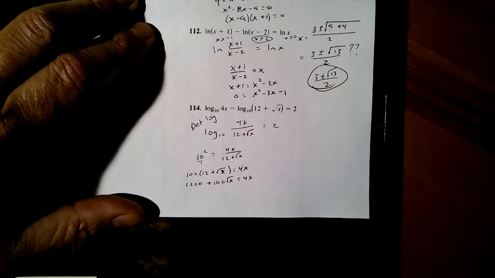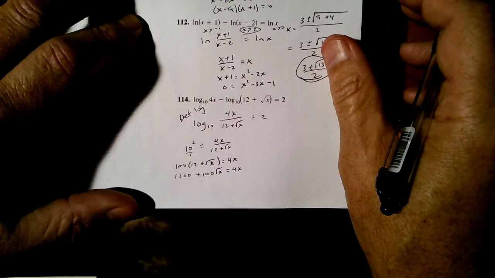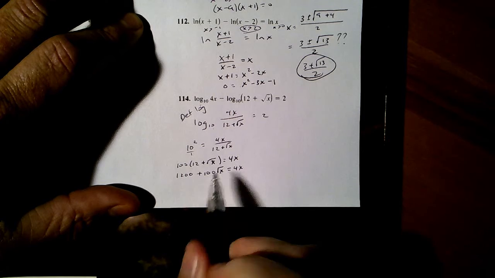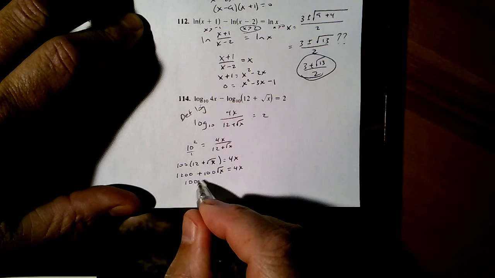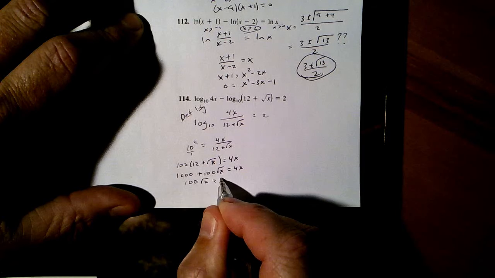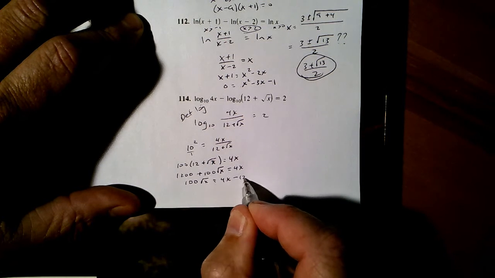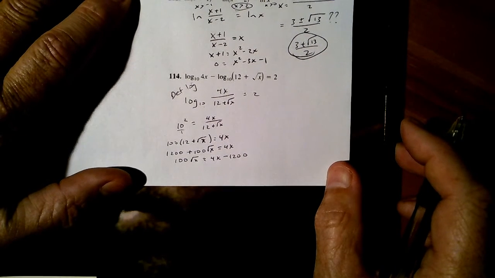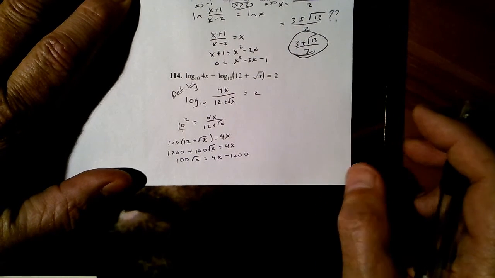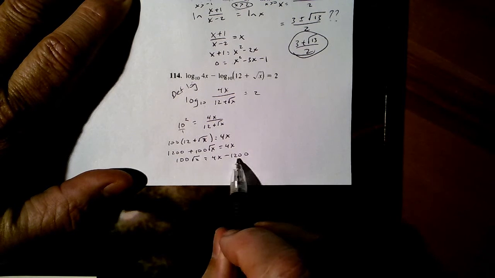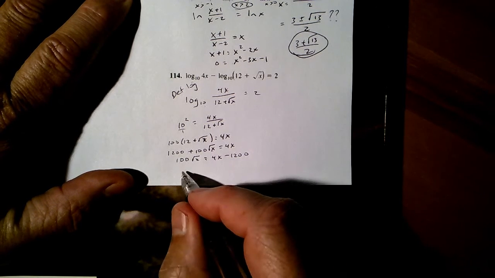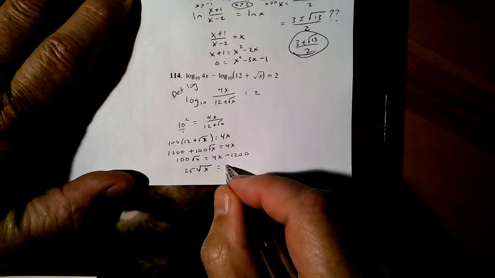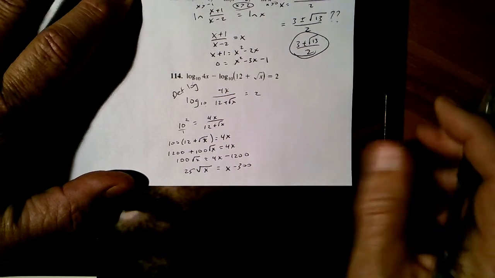equals 4x. And what are our eyes drawn to? What's the biggest troublemaker of all? It's this 100 square root of x term. 100 square root of x equals 4x minus 1200. And here's what I'm setting up to do here. I'm going to divide both sides by 4 because it's convenient. 25 square root of x equals x minus 300.